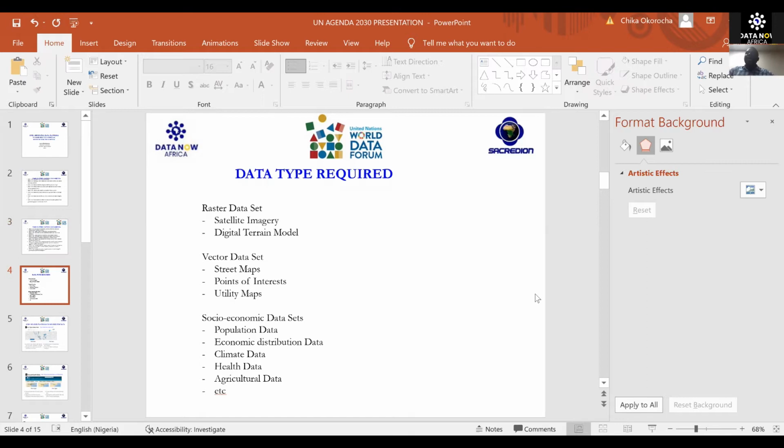So I'll begin. What are this type of data? What are the data required? If you've gone through the 17 goals with me and the summary I've given about it, you will discover that the data we'll need is raster data. And one of the raster data sets is satellite imagery. We need to understand the satellite imagery at different levels in the world.